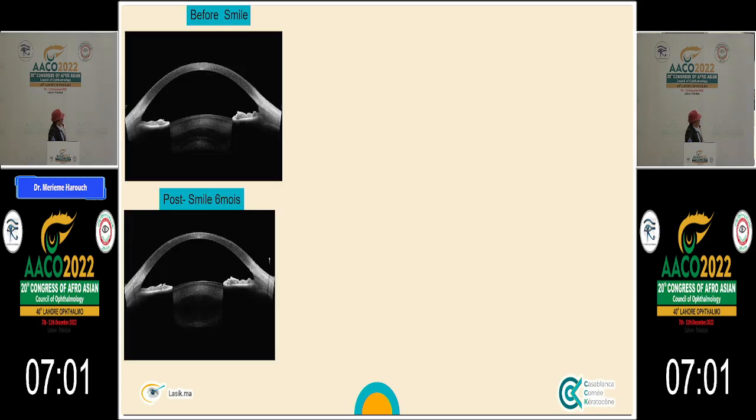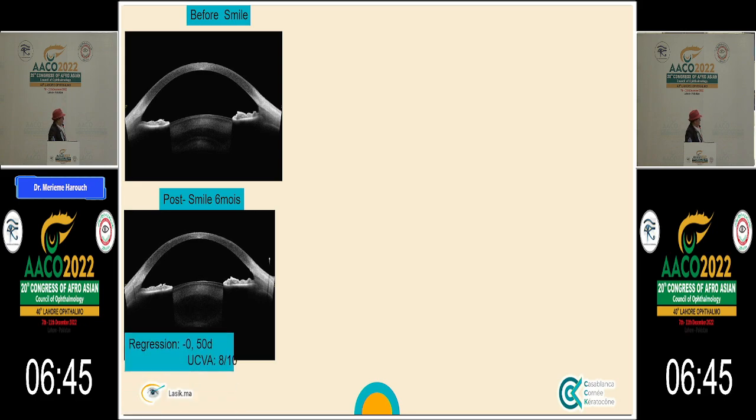This is a patient treated by SMILE. This is before. It's the study of her anterior segment, and this is post-SMILE at 6 months. This patient developed a regression of her myopia, and at 6 months she has minus 0.5 myopia, and corrected visual acuity decreased to 8/10. So why?